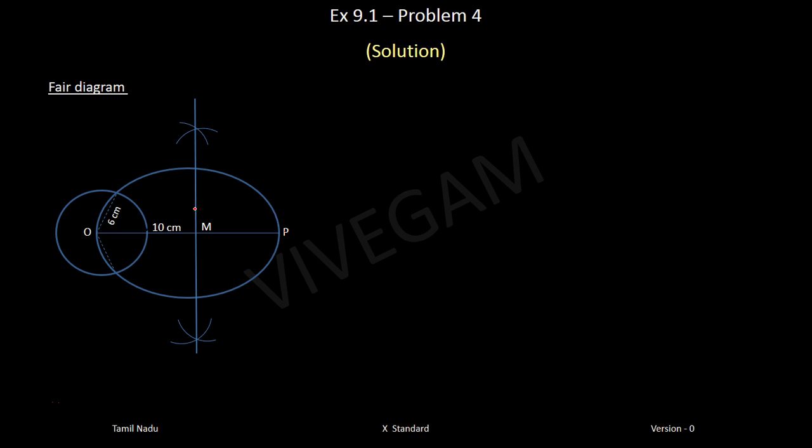Now this circle will intersect the first circle at two points. Let's name them A and B. Join PA and PB. They are the required tangents. And if you measure them, you will get a distance of 8 cm. You have done it correctly. Now you can draw this dotted line.